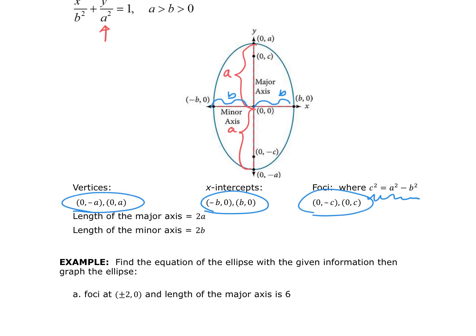Now, when I do these, by the way, I don't remember any of these formulas. I just remember the larger number needs to be the orientation of my major axis. The smaller number needs to be the orientation of my minor axis.